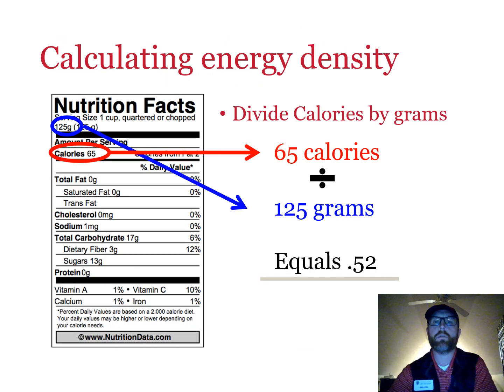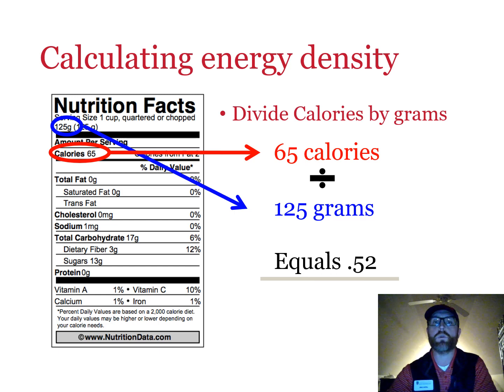So how do you figure out if something has a high or a low energy density? It's definitely not on the nutrition label, but you can use the nutrition label to calculate the energy density of a certain portion of food. All you need to do is divide the calories by the total grams of the food.